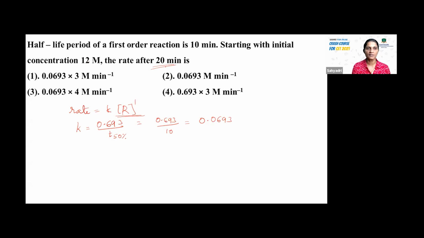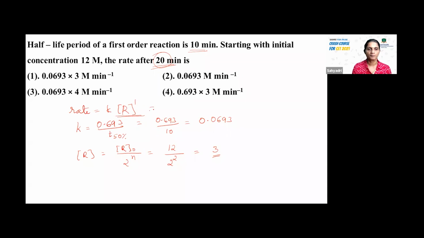If you start 20 minutes, how is it related with the 10 minutes? It is 2 times T half. That means after 2 half-lives, how much is left? So amount remaining, that is R, is equal to R naught divided by 2 to the power N, where N is the number of half-lives. It is 12 divided by 2 to the power 2, correct? What is 2 to the power 2? Because N is 2 half-lives, 2 times 10 is 20. I hope this is clear to you. Is it clear? So what is this? 12 divided by 4. 12 by 4 is 3.